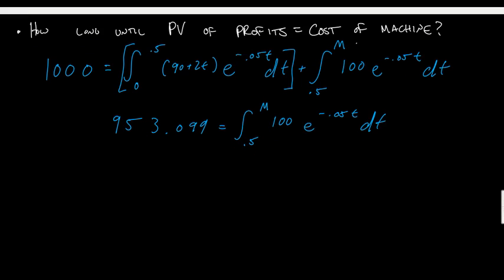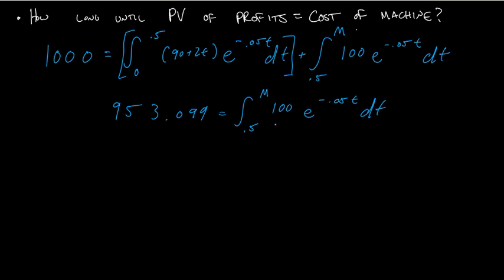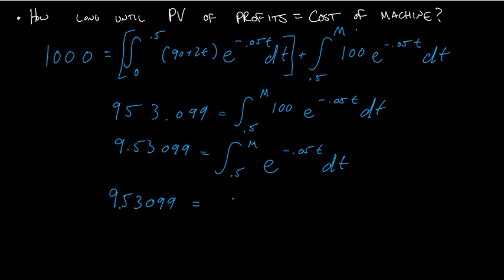And from here, it's actually very similar to what we did when we solved example 6. The first thing we have to do is pull the 100 out and divide by it. So then we'll end up with 9.53099 is equal to the integral from 0.5 to capital M of e to the negative 0.05t dt. Now we actually need to do the integral, so we'll end up with 9.53099 is equal to, and this is e to the kt, so the integral is 1 over k e to the kt. And this is going to go from t equals capital M to t equals 0.5.